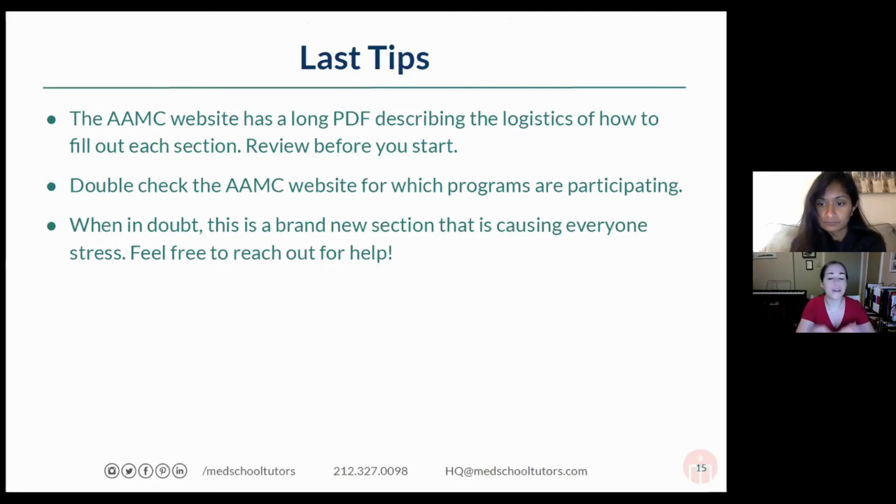So, our overall last tips. The AAMC website released, I think, a 65-page PDF that goes through each section and how exactly to fill it out. So I would take a look at that before you start the application, because it goes through both the very fine detail logistics as well as the overall thought behind each section. On the same website, you can also double check all the programs you're applying to and see if they're participating, because that can help you figure out which programs to signal. If your top 3 are not participating, then you can use those signals to explore some other programs.